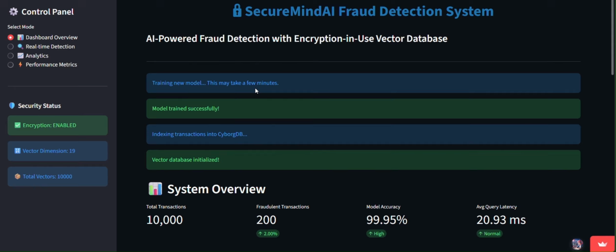Today online payments are growing fast. Along with it, online frauds are also increasing. Even a small delay in detection can lead to a big loss. SecureMind AI solves this by giving instant fraud alerts without exposing any private customer information. Here is how it works.